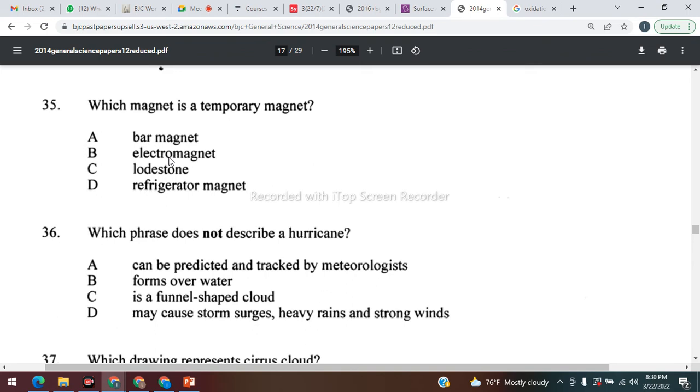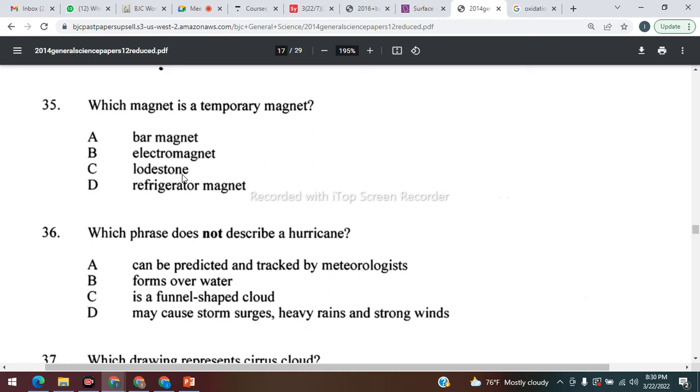An electromagnet is a magnet that is induced by electricity. So that means that when you turn the switch on, the magnet is on. When you turn the switch off, the magnet is off. That's an electromagnet. The lodestone is what we call a naturally occurring magnet.